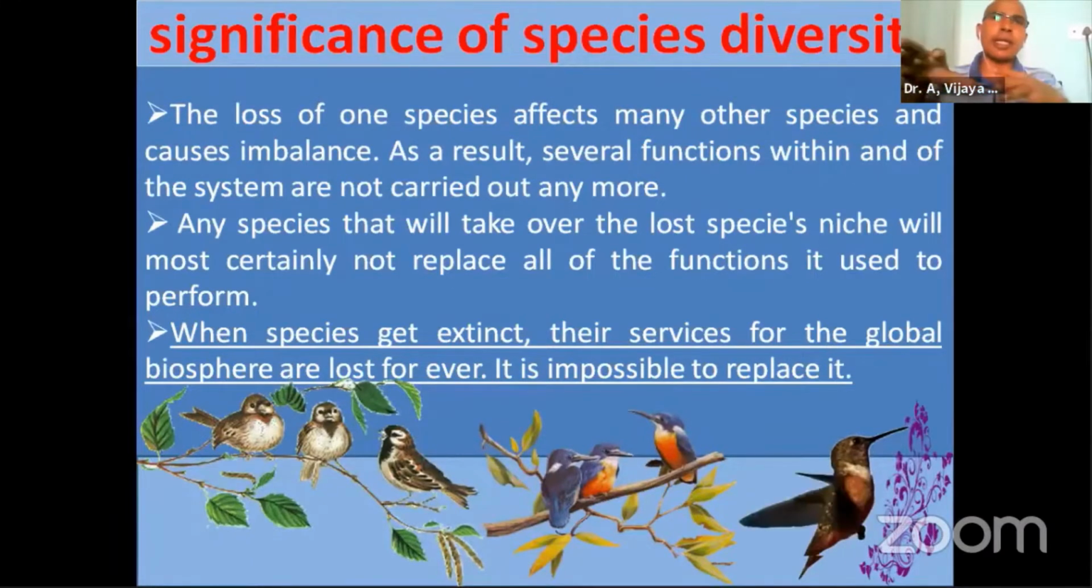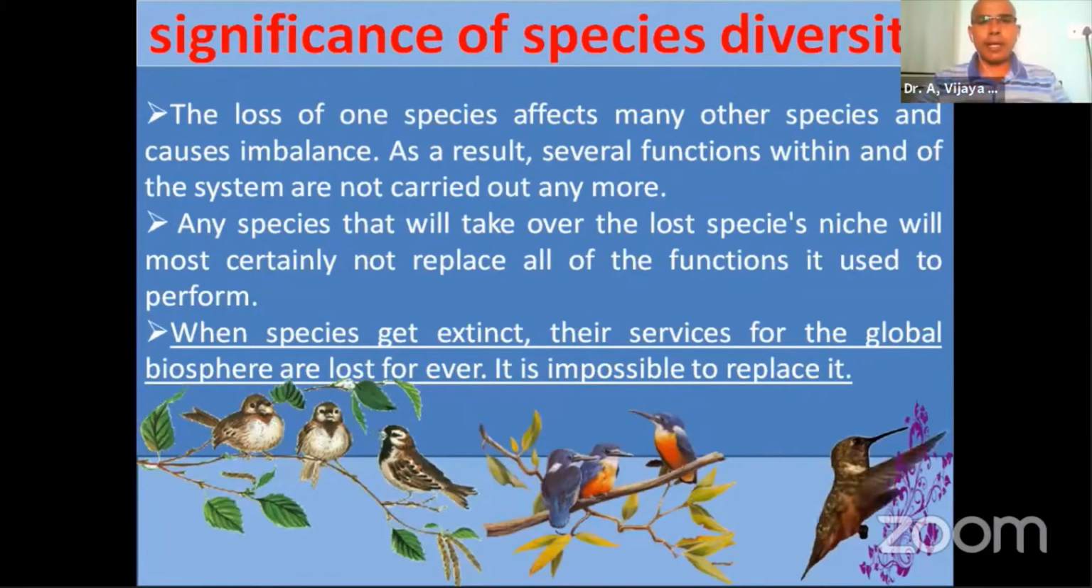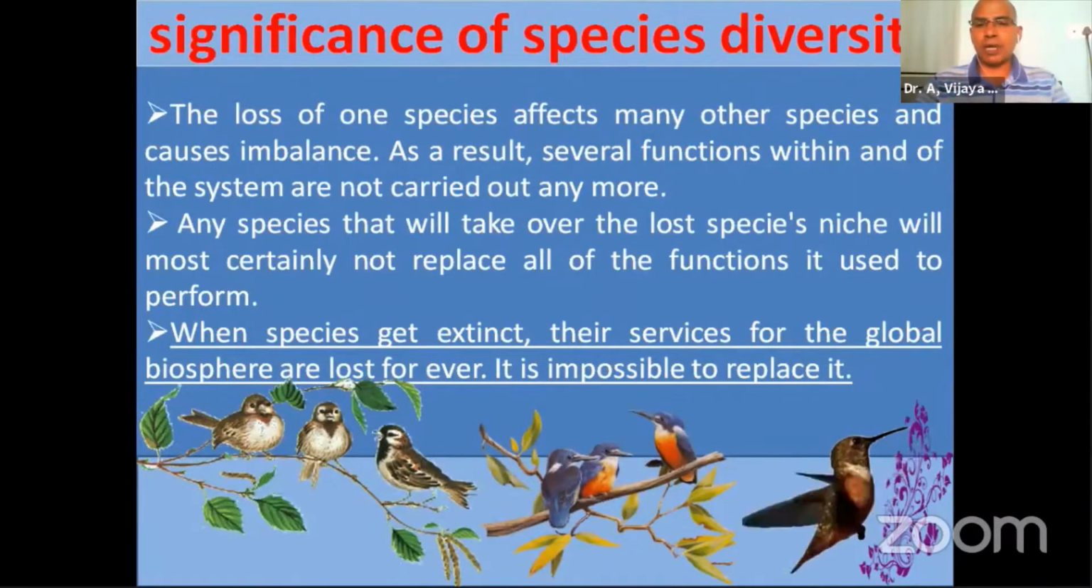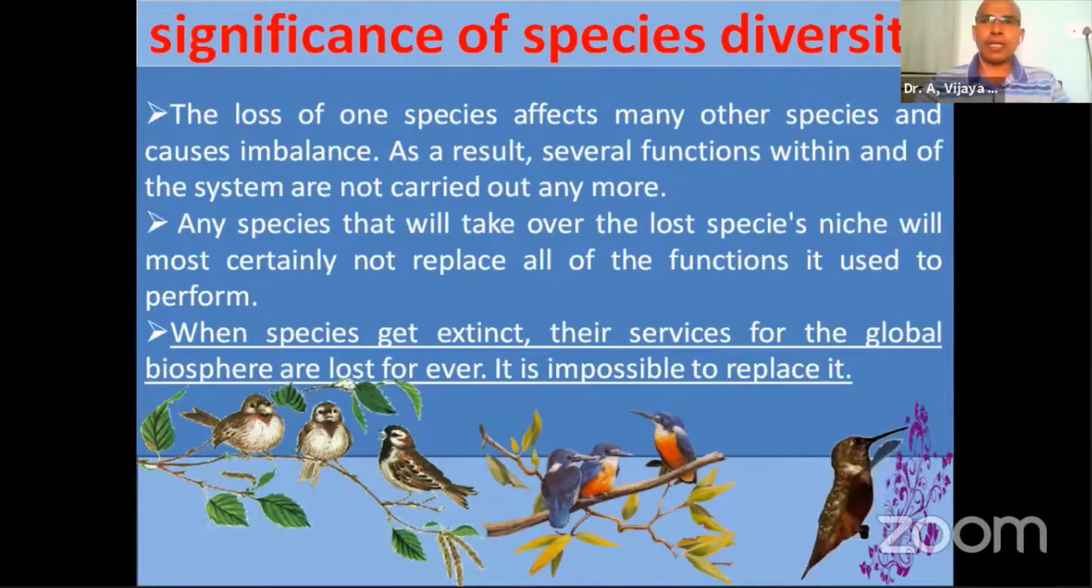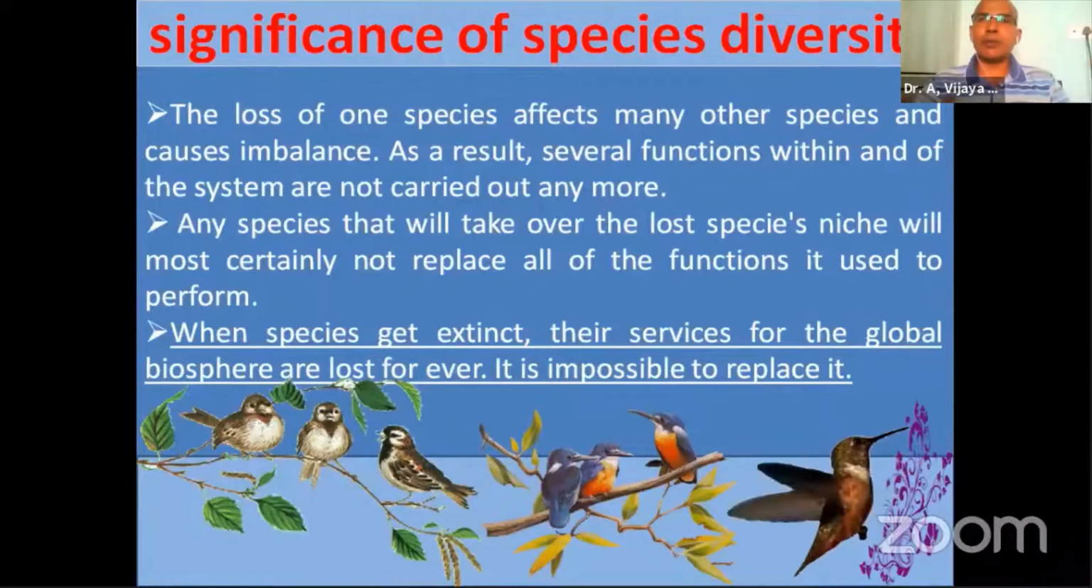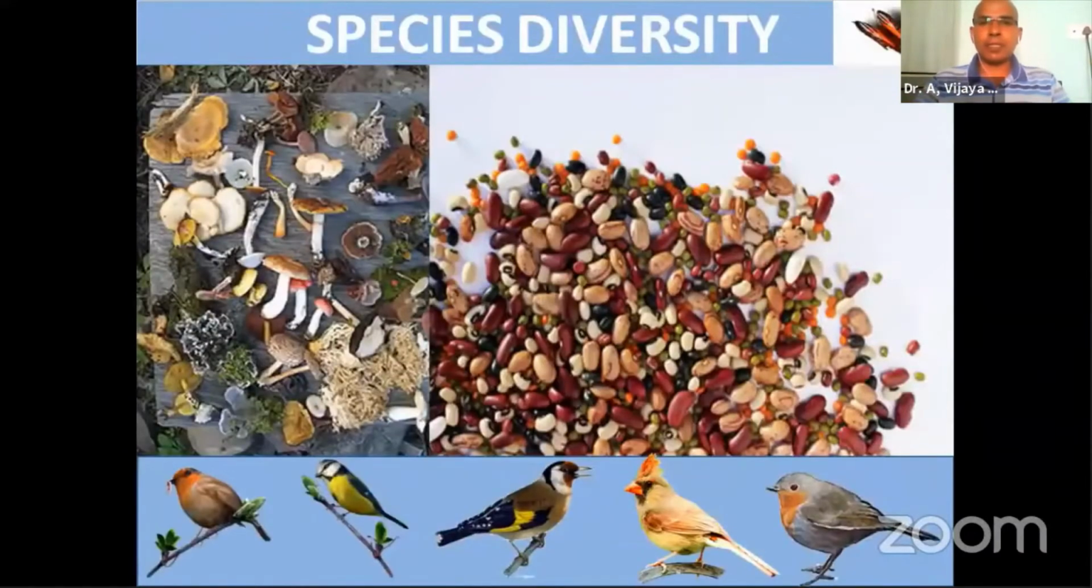It will show a very bad effect on the entire food chain, or sometimes a food web, because there are many interlinks. Any species that takes over the lost species' niche will most certainly not replace all of the functions it used to perform. Of course, other species may come and occupy that niche, but the proper services cannot be fulfilled. What exactly the services we got from the extinct species cannot be replaced by the existing species. That is the importance of species diversity.